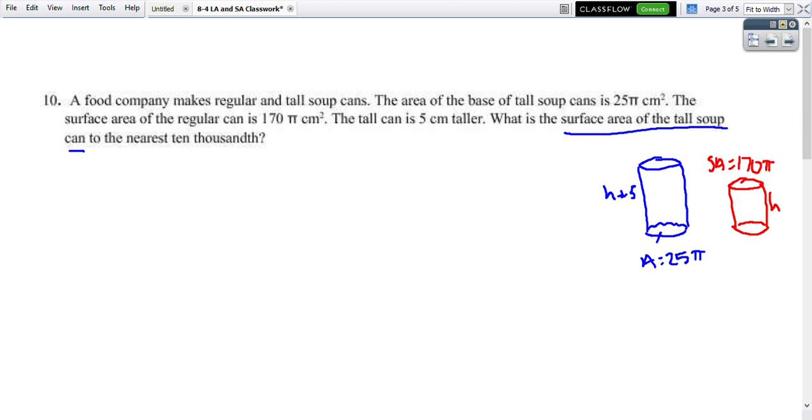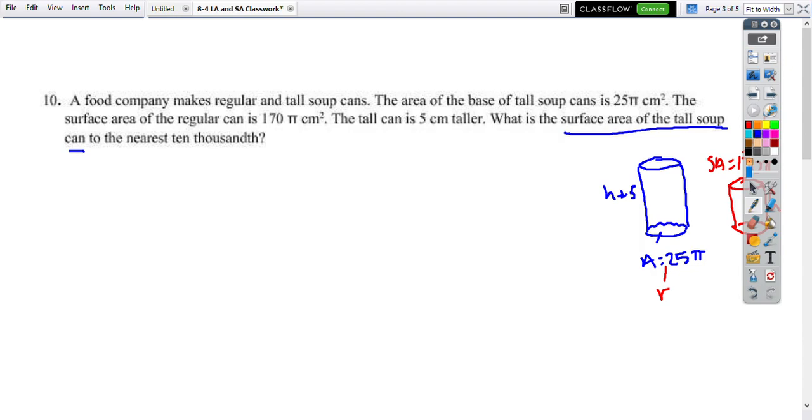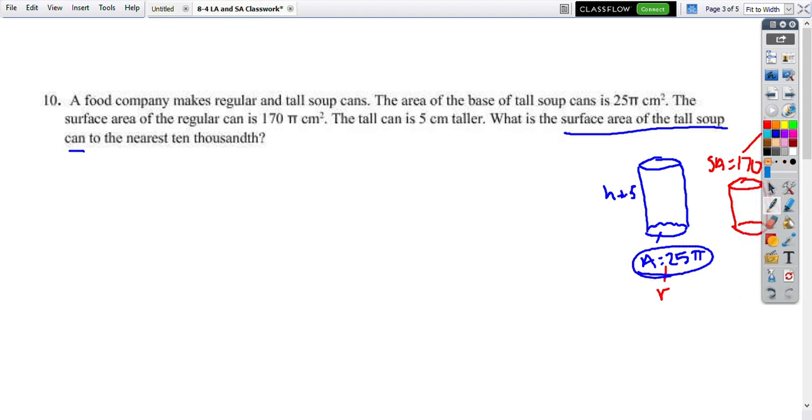Okay. So first of all, what I need to do is use this and figure out r, and then use this and figure out h. And once I have those two things, then I can do the surface area. Okay? So let's go back to the first step. First, I got to figure out the radius. So I know the area of my circle on the bottom is 25 pi. The area is pi r squared, because it's a circle. So 25 pi is equal to pi r squared.